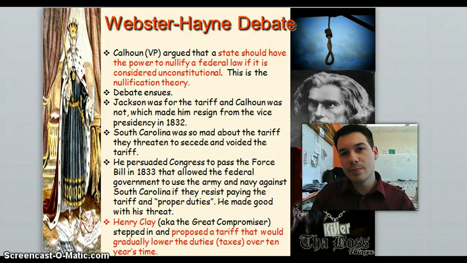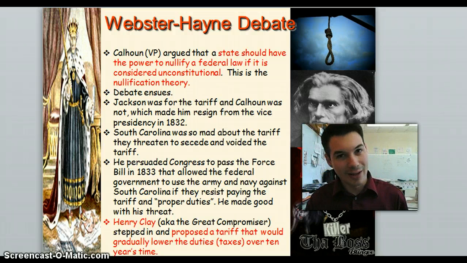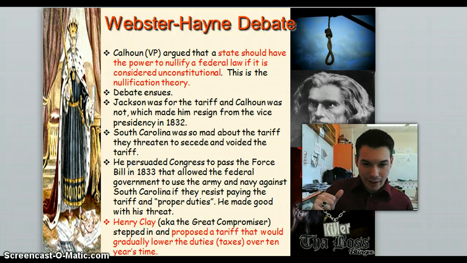So he persuaded Congress to pass the Force Bill in 1833. Jackson did that, and that allowed the federal government to use the Army and Navy against South Carolina if they actually resisted paying their duties. So, he made good on his threat. In fact, Jackson said that if he ever saw John C. Calhoun, he would hang him from the first tree that he saw.